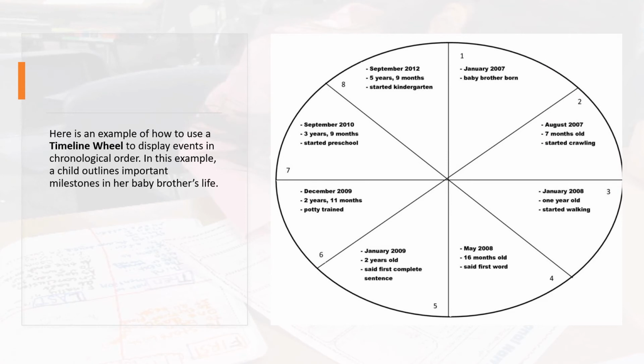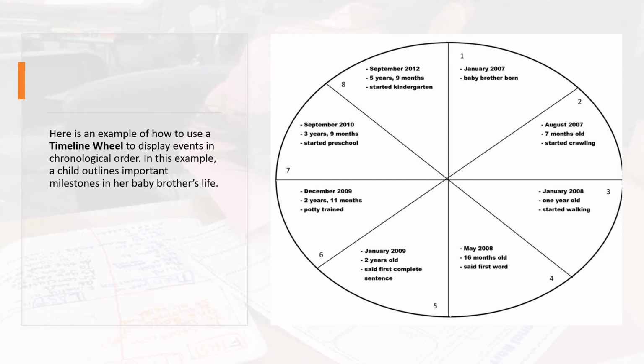So here's an example of the timeline wheel to display events in chronological order. In this example, a child outlines important milestones in her baby brother's life. If you look at the top of the timeline wheel on the right side, that first triangle on the right side is a number 1. So we can see here when her baby brother was born, January 2007. Number 2, August 2007, her baby brother was 7 months old and started crawling.